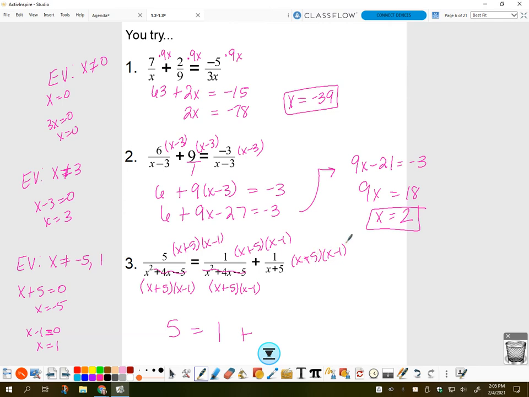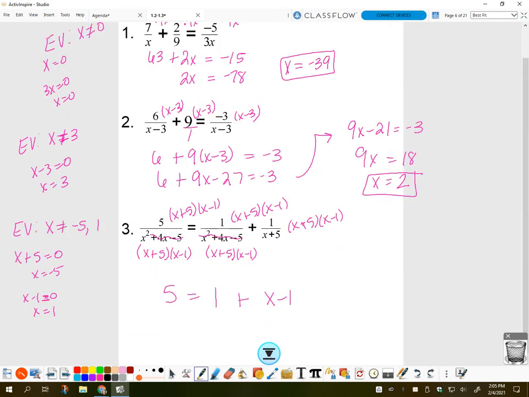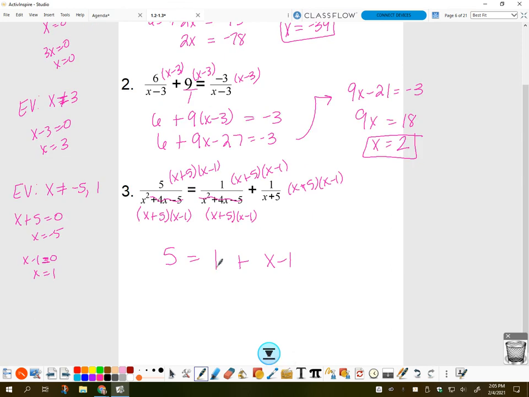The plus 5's canceled, but you still have 1 times x minus 1. Alright, these 1's cancel. You get x equals 5. You can have that because negative 5 is what's not allowed. And you are done. Okay, there's one other thing in here.